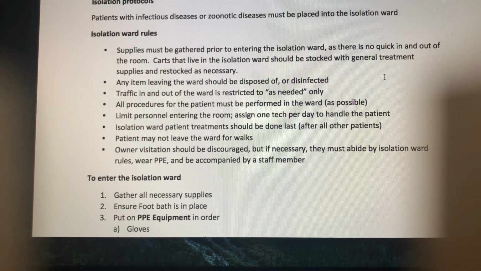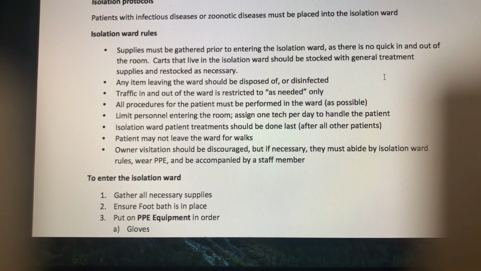Typically, clinics will have a cart that just lives in the isolation ward that's stocked for general treatment supplies and restocked as necessary. So it has things in there like catheters, bandage material, scissors, alcohol, disinfectant soap, or antiseptic soap, sorry, IV equipment, things like that. So in your actual notes, there is an extensive list of things that should be kept in the ward. So have a read through those and do know some examples in there.